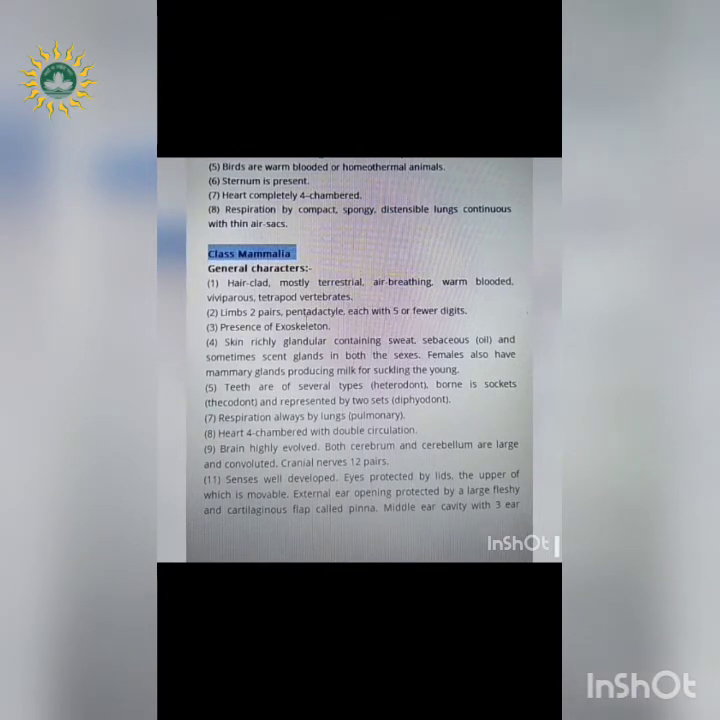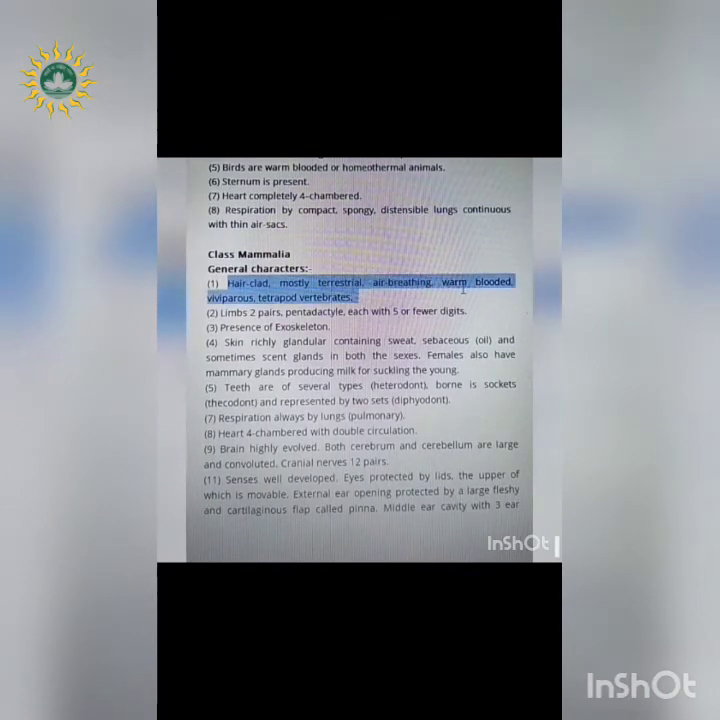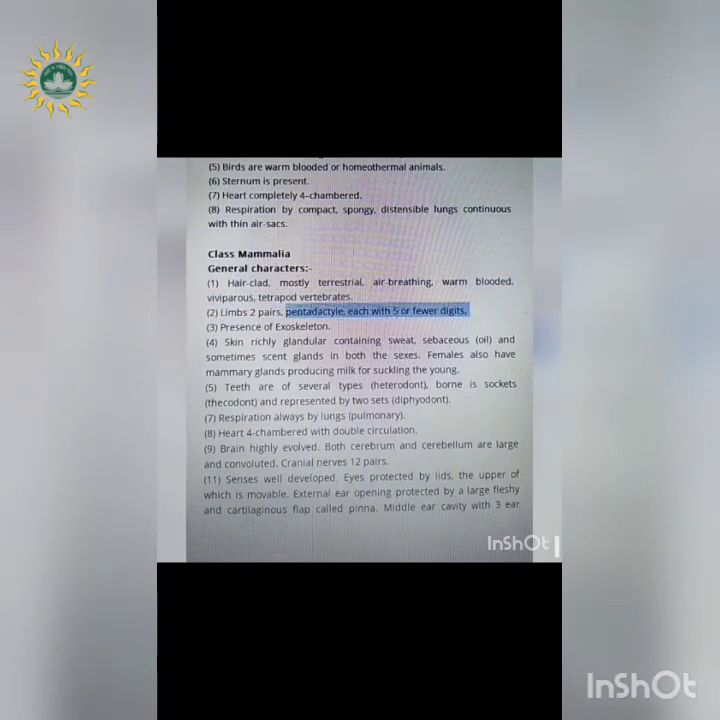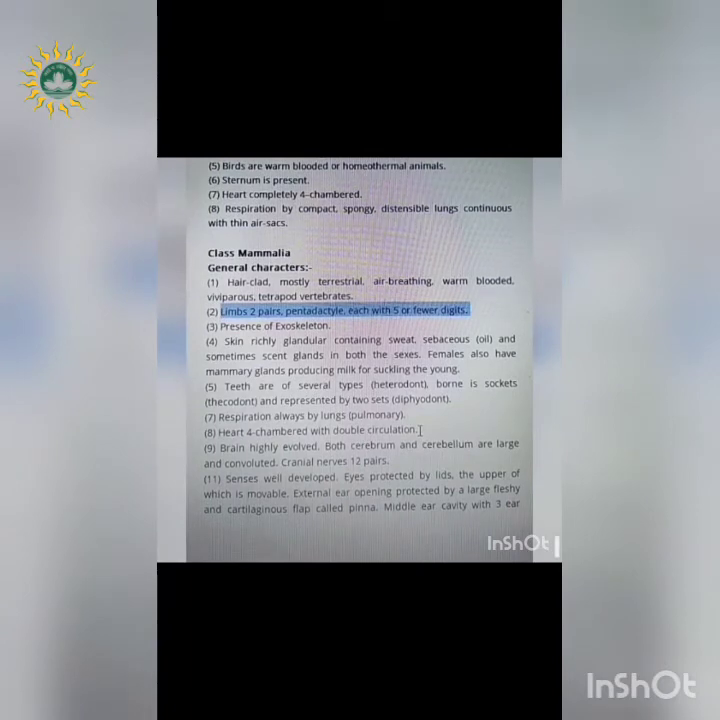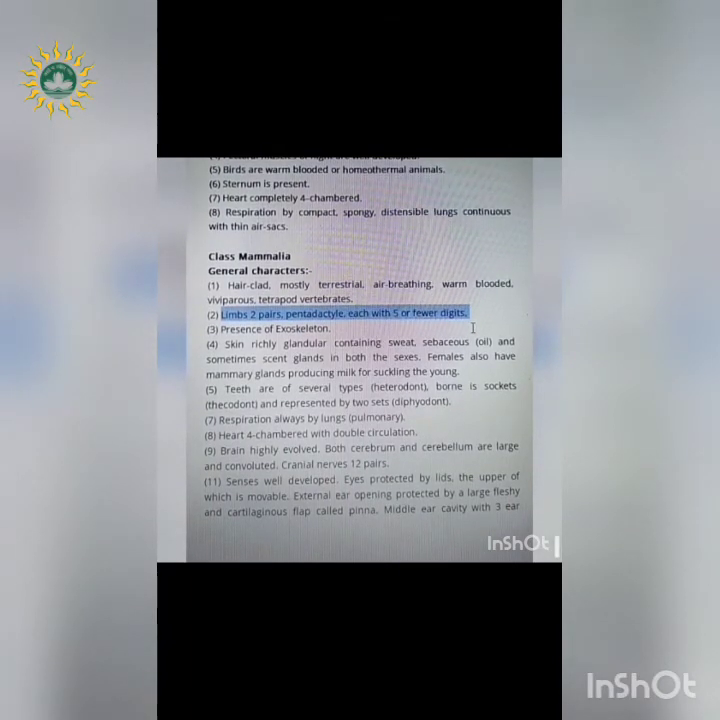We also fall under this class, mammalia. So what is the first point? These are the hair-clad, mostly terrestrial, air-breathing, warm-blooded, viviparous tetrapod vertebrates. So these are the organisms which have the following characters. The limbs in these organisms are 2 pairs, pentadactyl, each with 5 or fewer digits. So if you consider the fingers of our hands and legs, we can see that 5 fingers in legs as well as hands are present. So it is pentadactyl. Penta means 5, so pentadactyl.